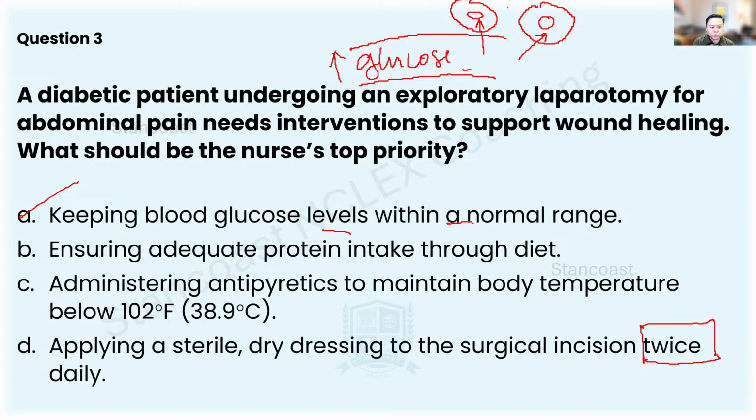This is important. However, glucose control should take priority this time, as we know that with excess glucose in the vascular system, it's not going to get delivered into the tissues properly. It will not promote wound healing. So we are going to select letter A instead of letter B.